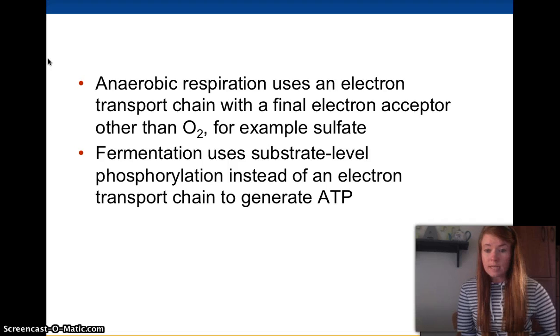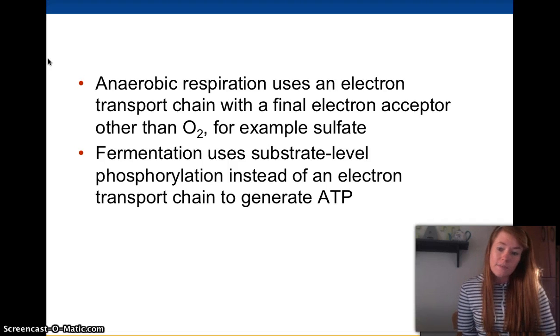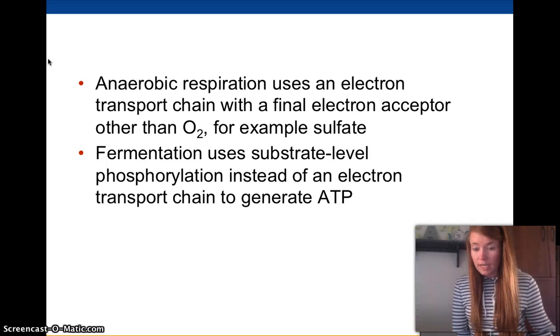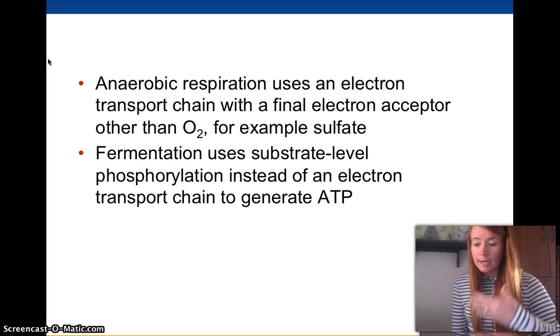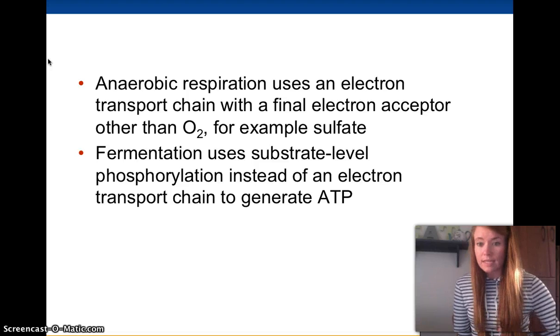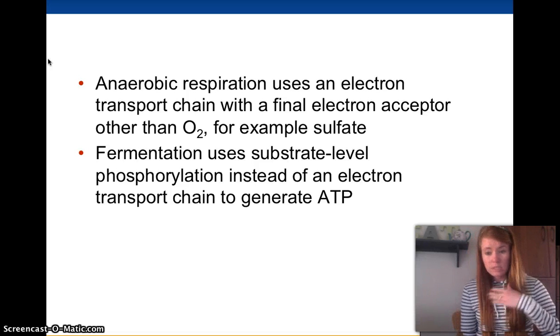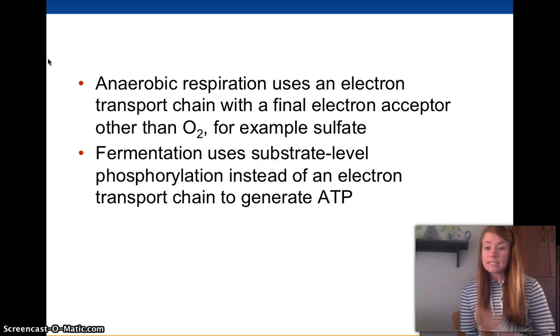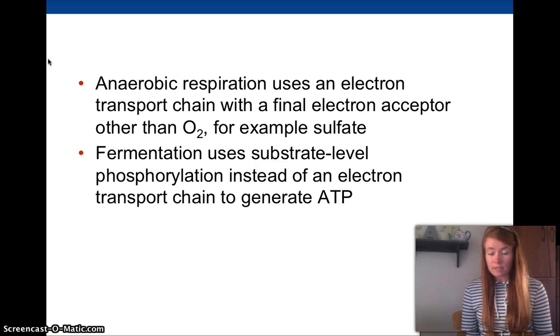So there are some bacteria that use sulfur as the final electron acceptor and still use an electron transport chain, except they have no oxygen. They use sulfur instead, and that's anaerobic respiration. So anaerobic respiration still has an electron transport chain. This is different than fermentation, which does not have an electron transport chain.